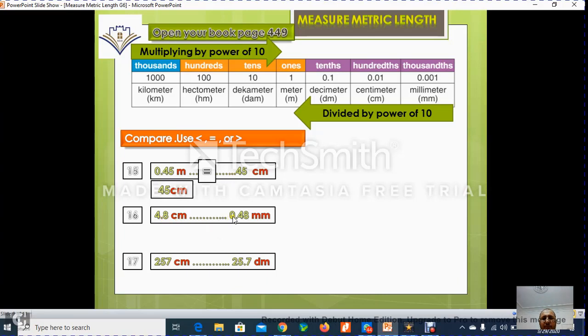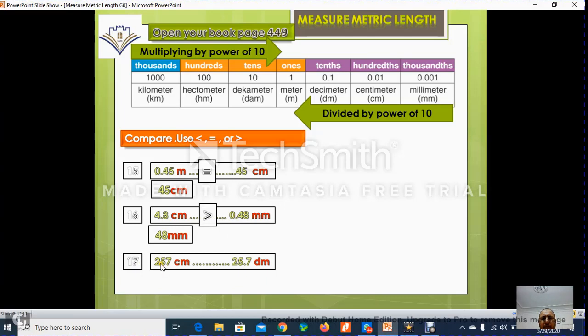4.8 centimeter dots 0.48 millimeter. Which one? The centimeter is the large unit. We need to convert it to millimeter. Where is the centimeter here? Convert it to millimeter by multiplying by 10. Then 4.8 multiply 10 equals 48 millimeter. And the other side is 0.48 millimeter. Is it the same? Not the same. Which one is bigger? Yes, 48 millimeter is bigger than 0.48 millimeter.